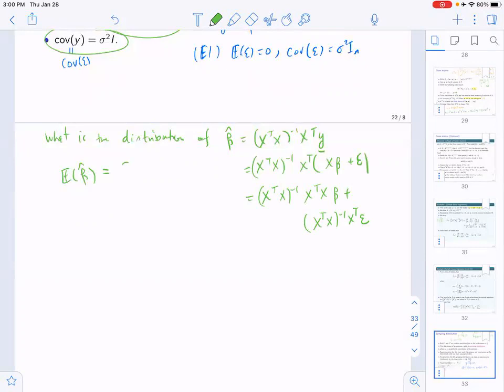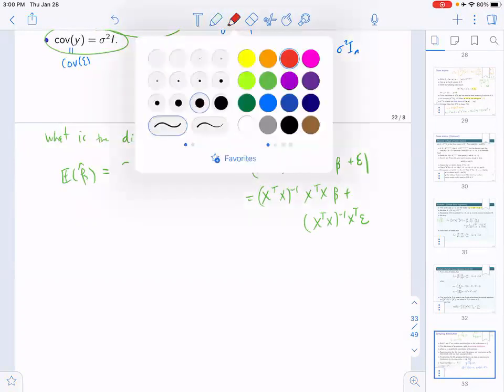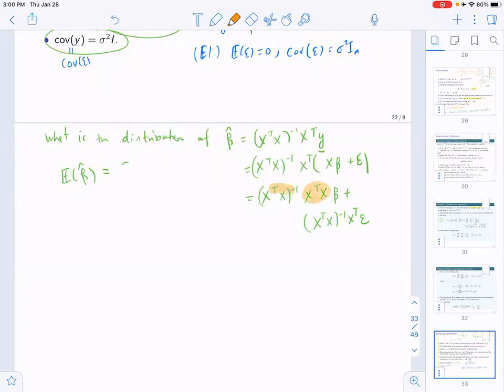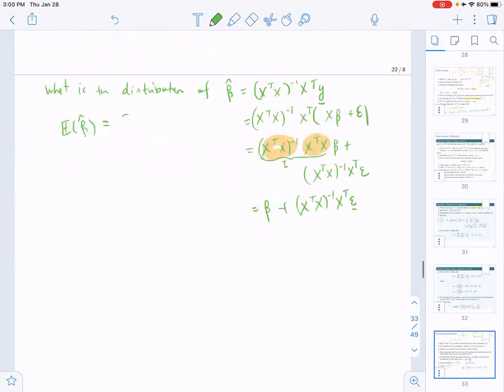And so what cancels out? Yeah, both of those. So this is the inverse, yes, so this would be identity. So what I would get is beta plus x transpose x inverse x transpose epsilon. Okay, so this is good. So now how do we compute the expectation? This is a new expression for beta hat, which is quite nice.